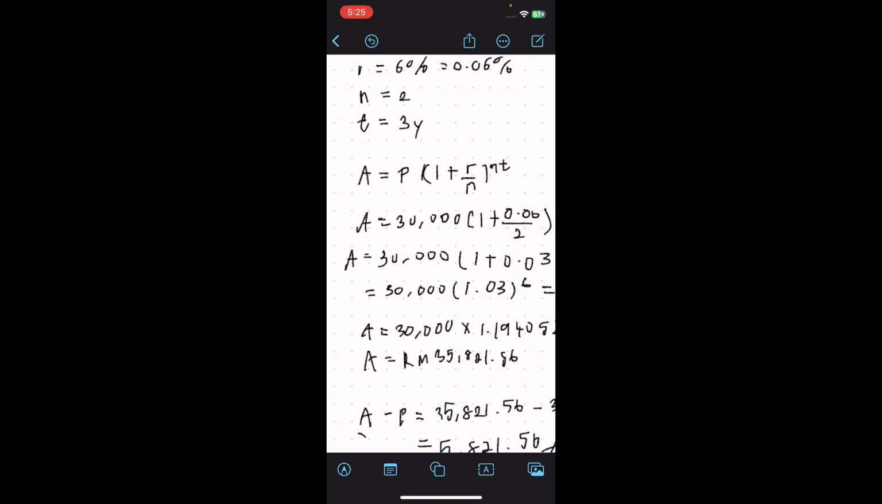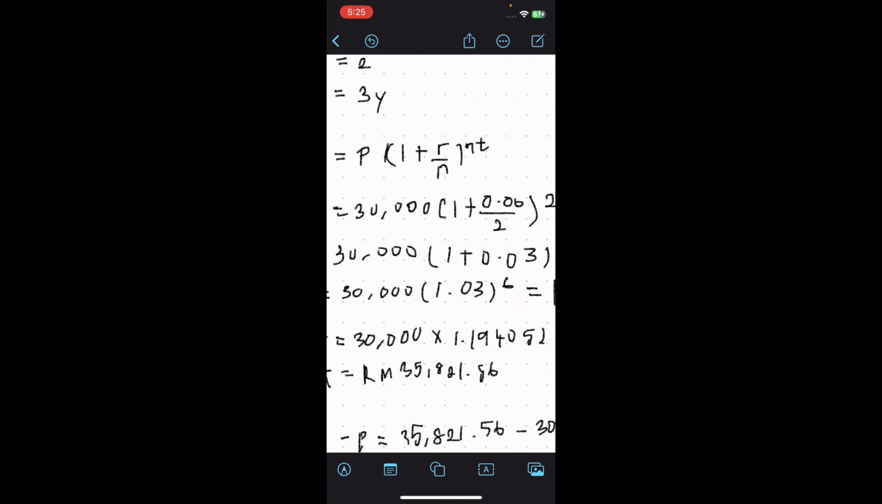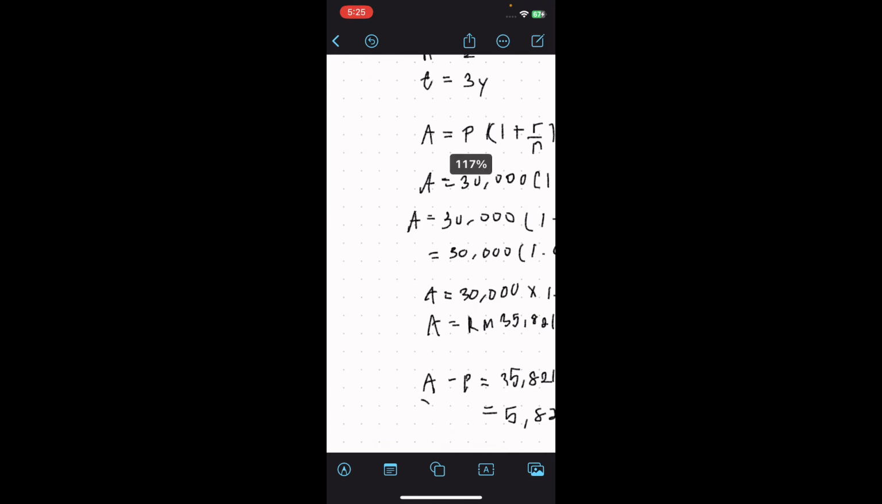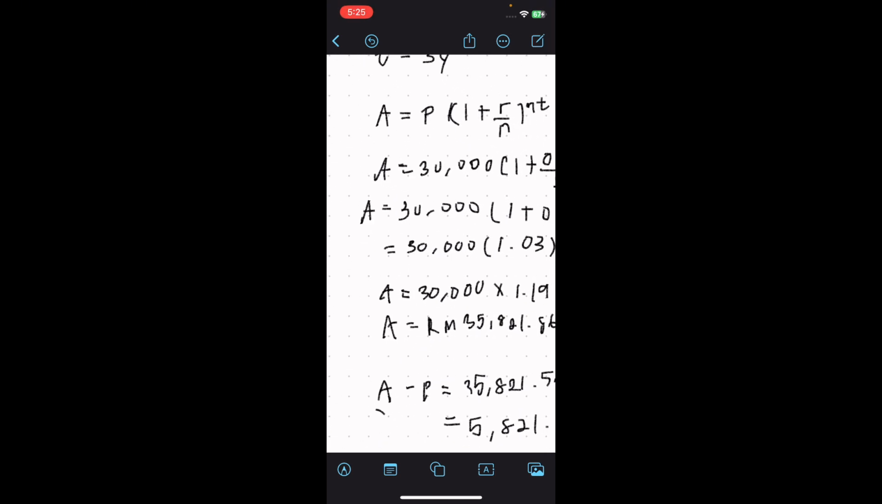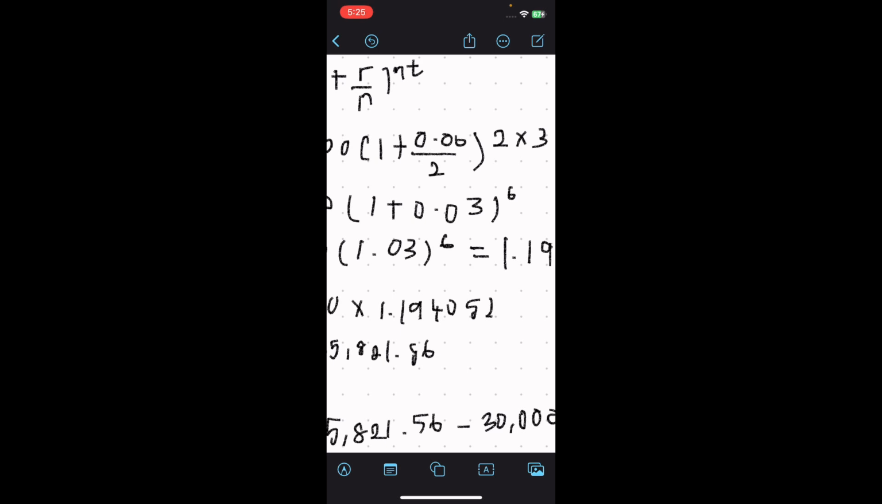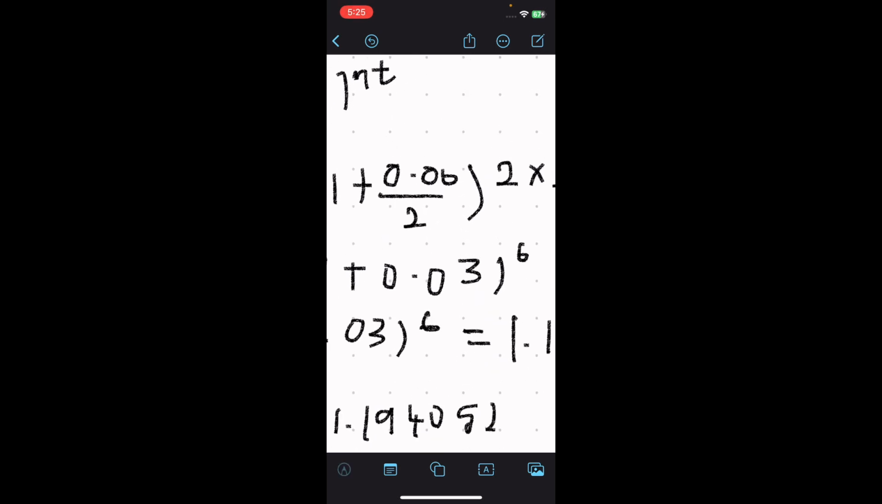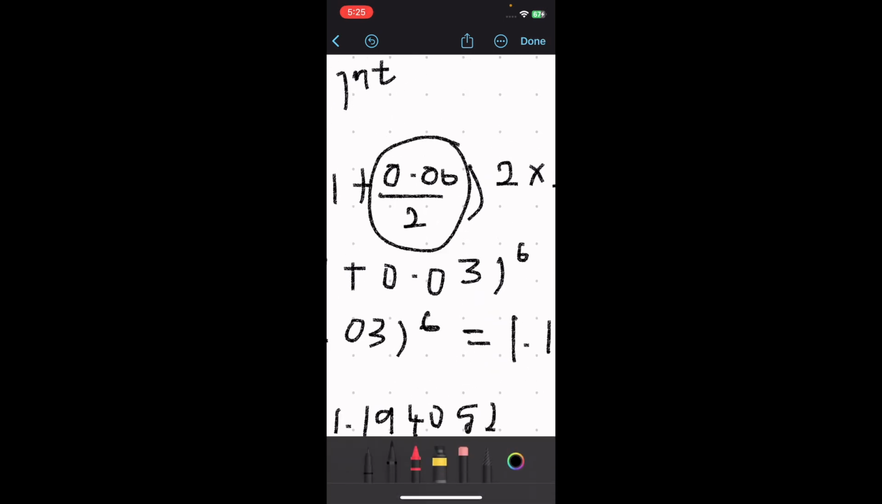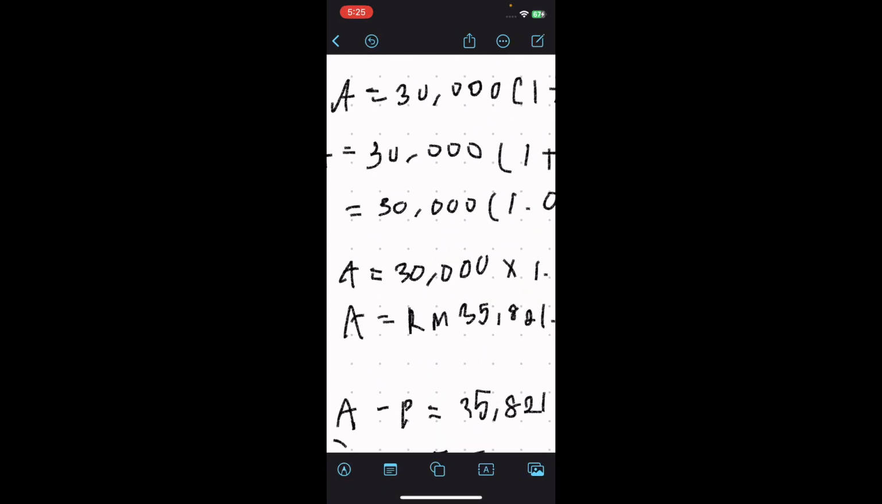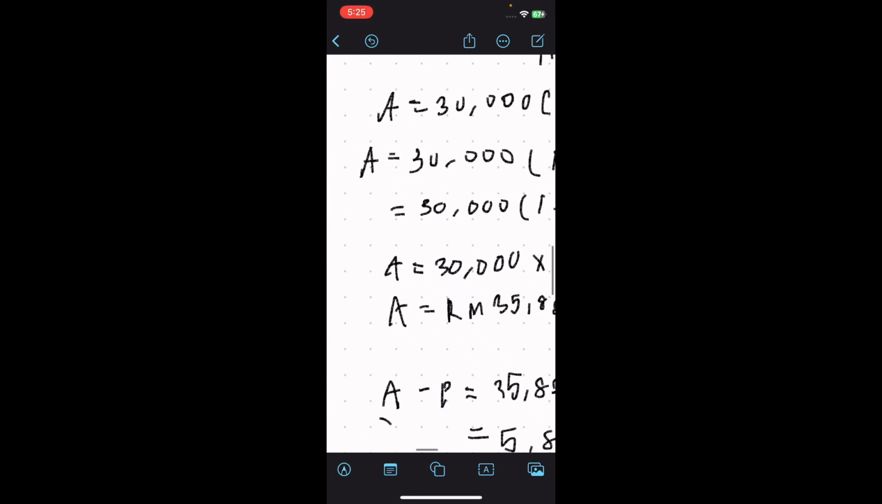A equal to 13,000 bracket 1 plus 0.06 over 2 bracket 2 times 3. And then copy it again. A equal to 13,000. And how do I get 0.03 bracket 6? You need to total this one and this one. And then copy the number above it again.